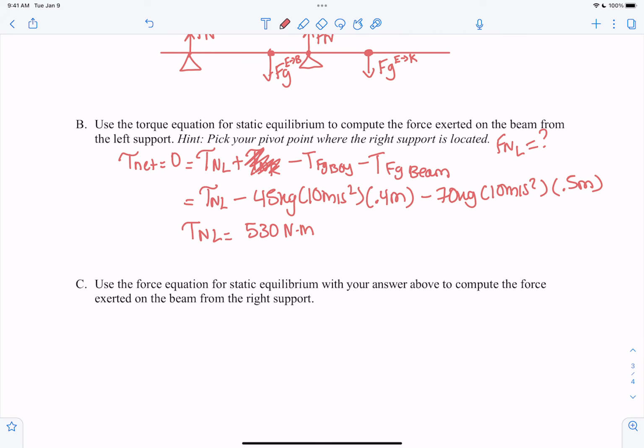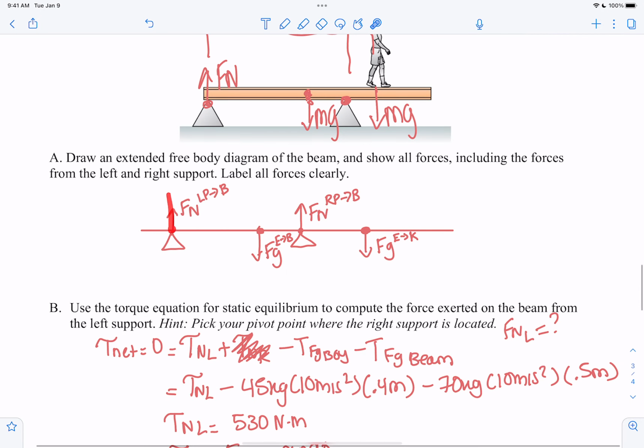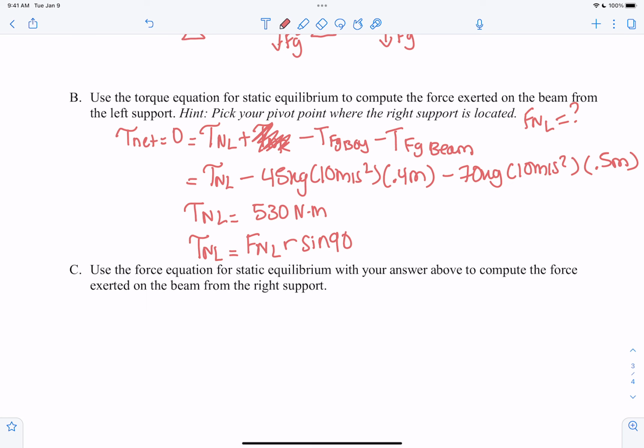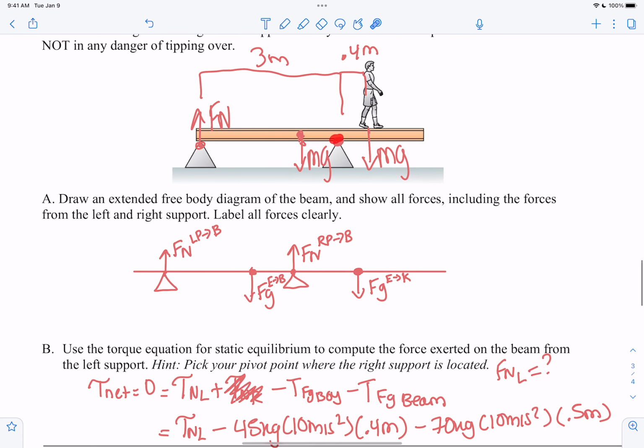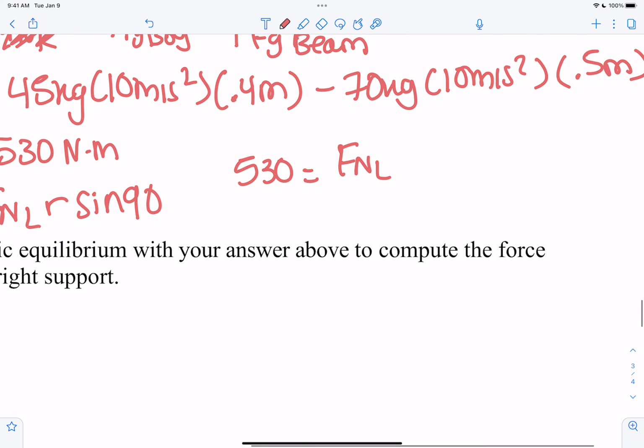Now, we know that the torque of the left support should be equal to the normal force of the left support times the distance away from the pivot times sine 90, because it's directed directly upwards, at a perpendicular angle of 90 degrees. So if this is 530, and this is the normal force that we're trying to figure out due to the left support, then we just figure out how far it is from the right support to the left support. Well, they gave us that. They said the supports are 3 meters apart. So this should be 3 meters. And the sine of 90 is just 1.